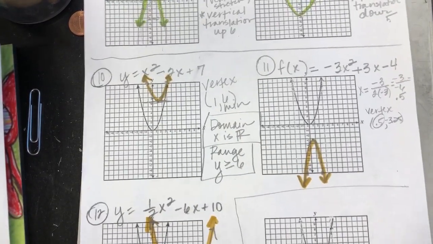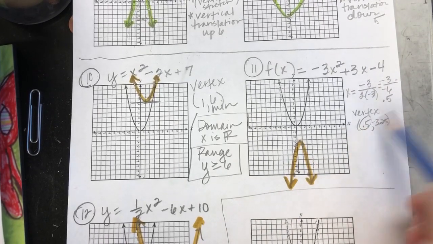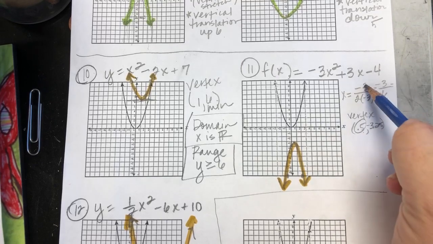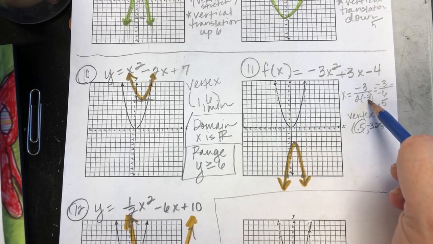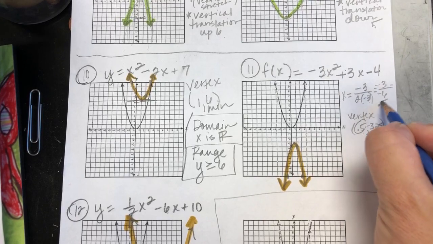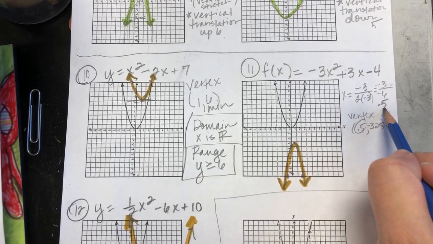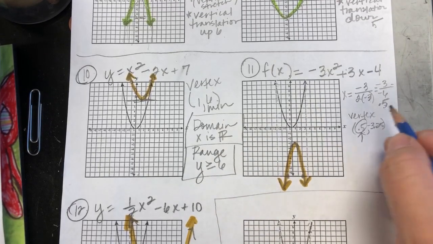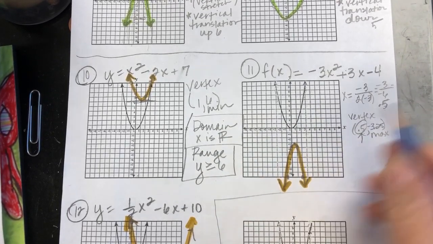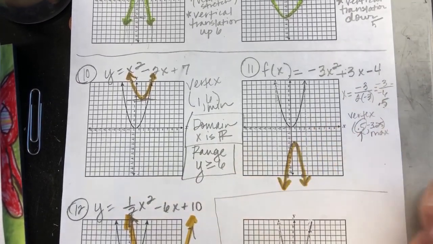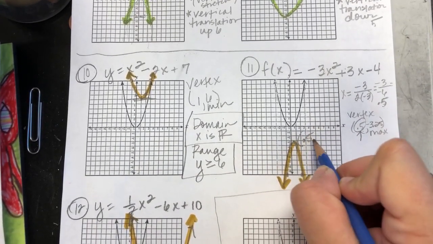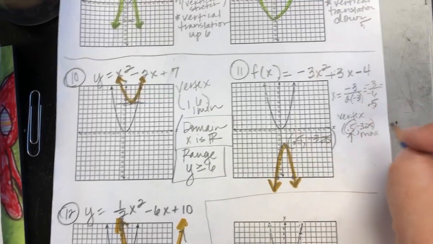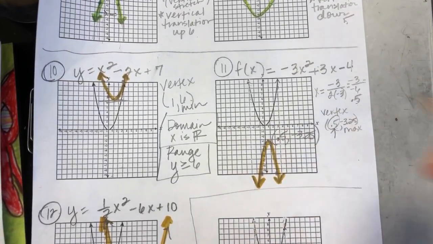Now, number 11, when I graphed number 11, I didn't see the vertex in the table of values. So I used the process of taking the opposite of b over 2 times a and simplifying that down to find the x value of the vertex, and I had a half, 0.5. When I plugged 0.5 back into the equation, I found the maximum value. So that vertex was at 0.5 and negative 3.25. That was significant because it defined what the range of this was.